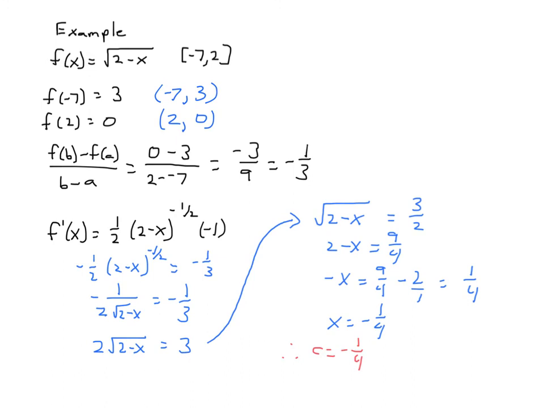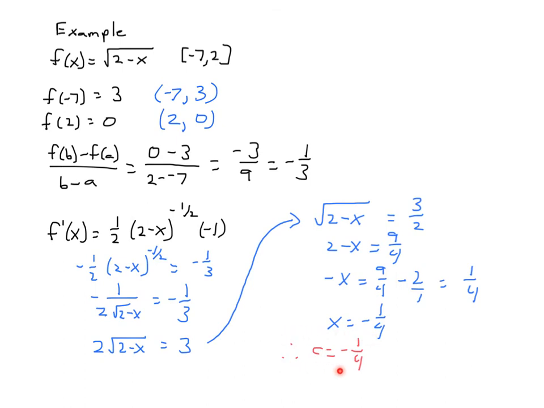Dividing both sides by 2, I get the square root of 2 minus x equals 3 over 2. I square both sides, and I get 2 minus x equals 9/4. Subtracting 2, I get negative x equals 9 over 4 minus 2 over 1. Getting a common denominator, 9 over 4 minus 2 over 1 equals 1/4. Therefore, x equals negative 1/4.